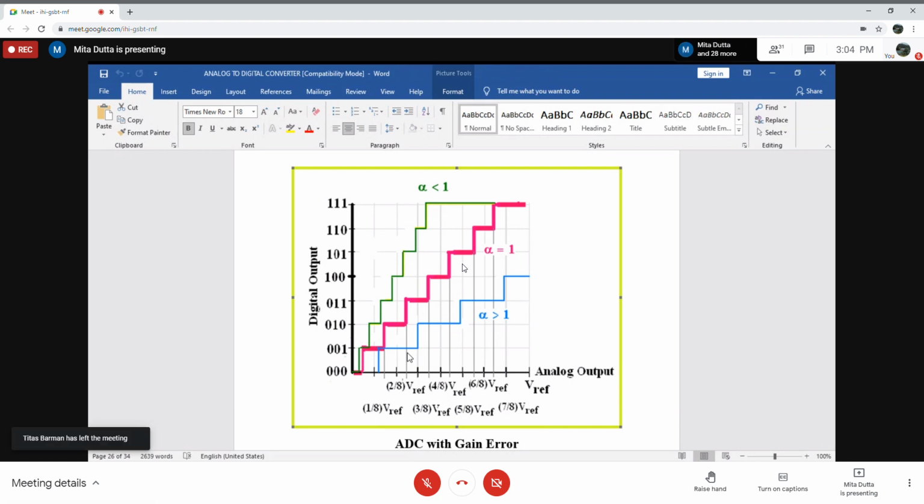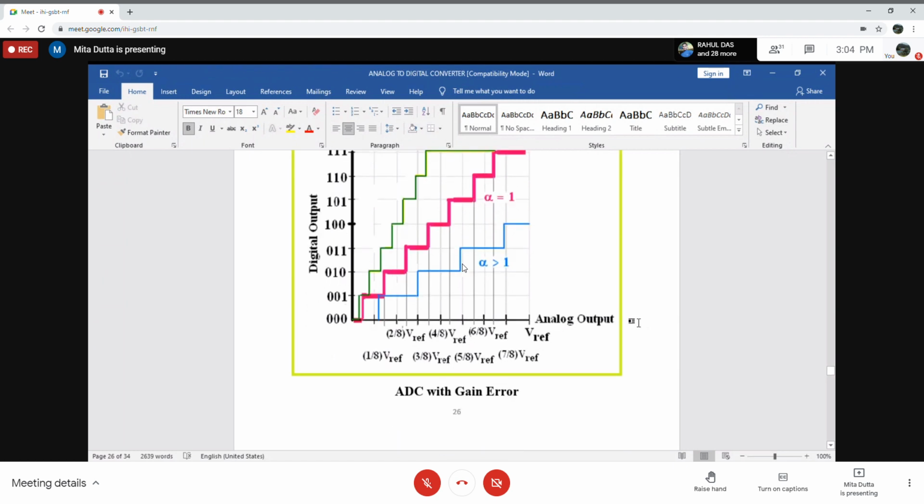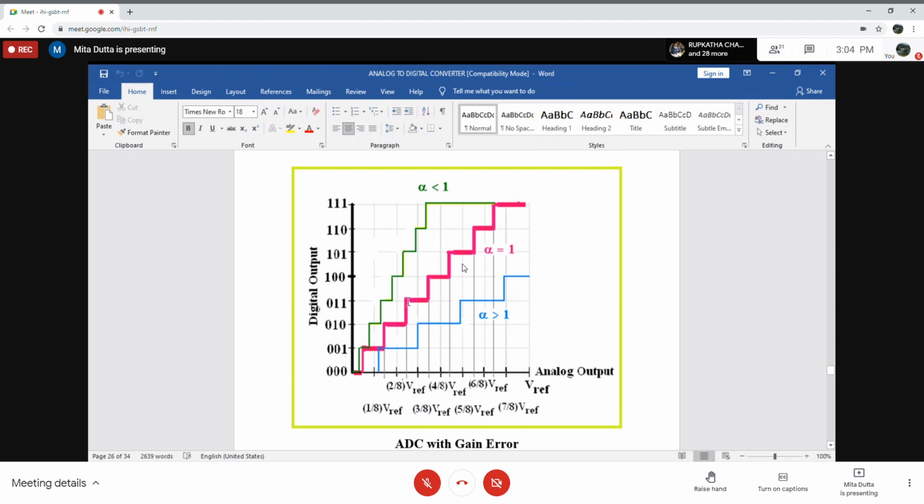Clear? If the quantization step is smaller, the output will reach much faster than when the quantization step is higher. Clear? Yes, ma'am, clear. Because here the quantization step is smaller in every case, and here the quantization step will be like this when alpha is greater than 1. Slope is decreasing.